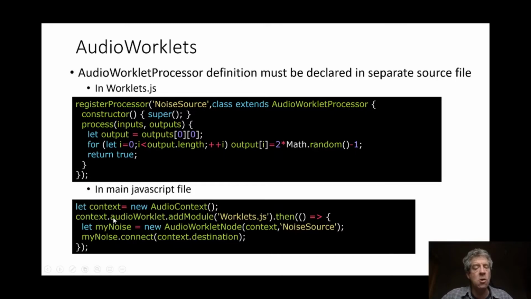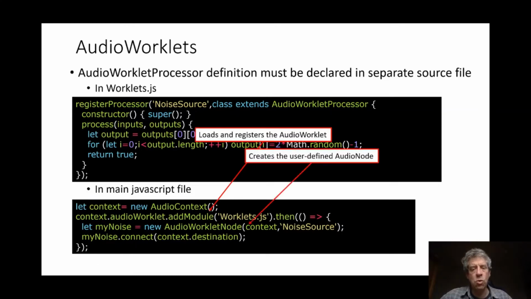And that occurs here as one of the methods with the audio context. We have audio worklet where we can add a module, and we've saved a file where this is, which is called worklets.js. So we have audio worklet, add module, worklets.js. Then, if the promise returns true, essentially if there wasn't a problem in finding this worklet, then we can run the following. So that line just discussed loads and registers the audio worklet.